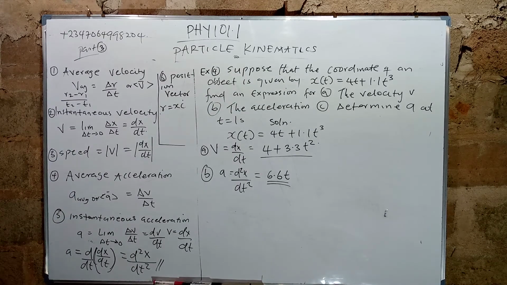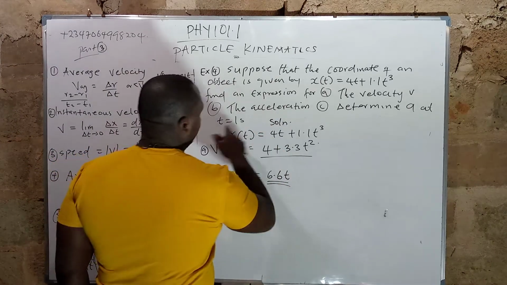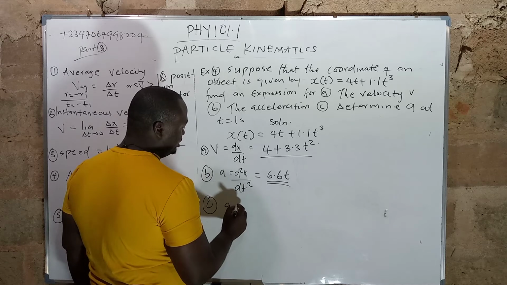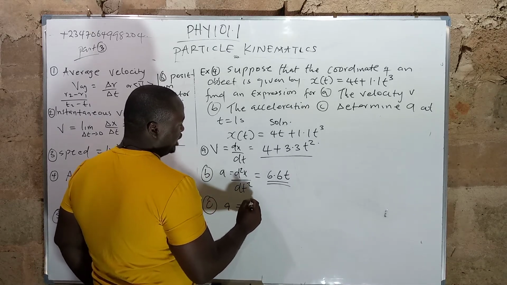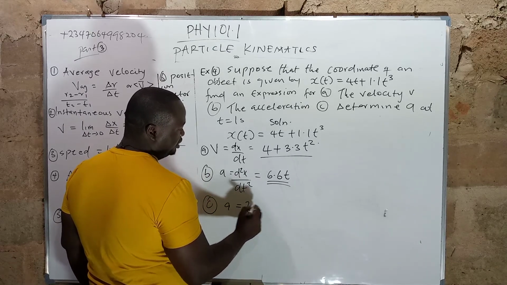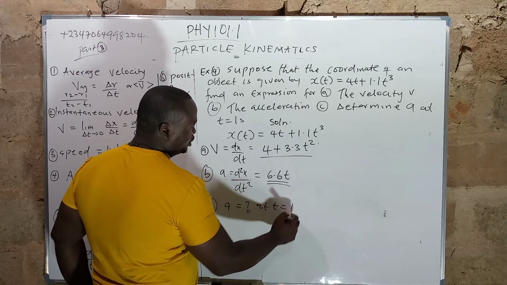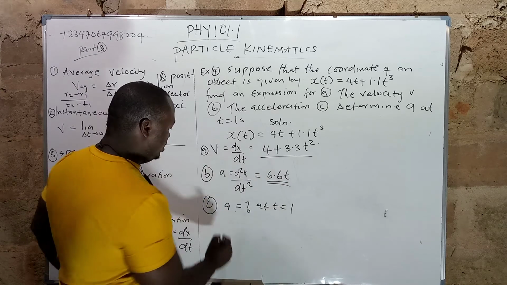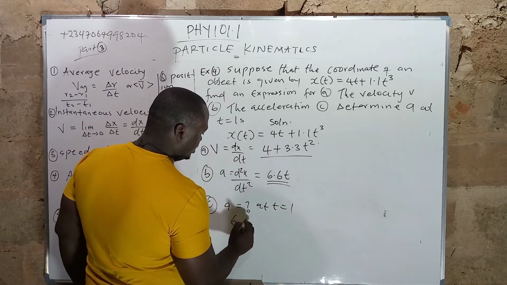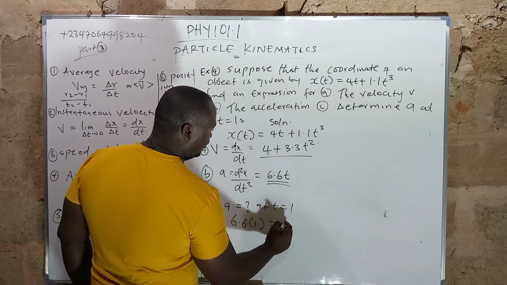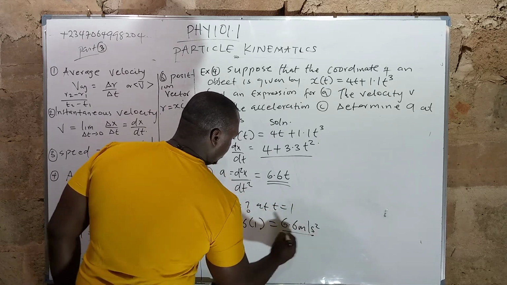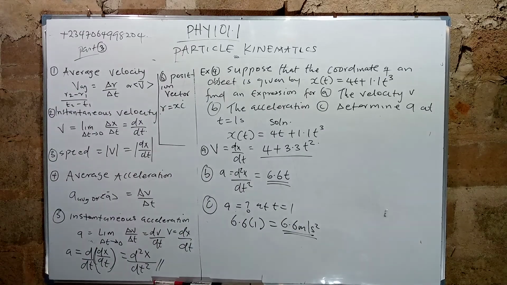And number C, they want us to determine the acceleration at t equals 1. So calculate the acceleration at t equals 1. So this is the expression for acceleration. Whenever we see t, we put 1. So this will give you 6.6 times 1. So this will give you 6.6 meters per second squared. So that is the answer to this example.